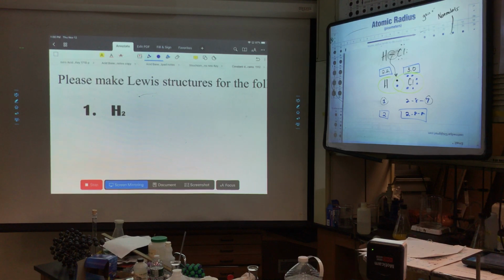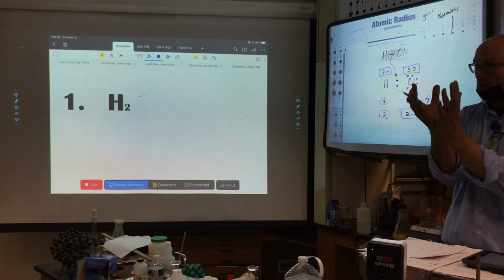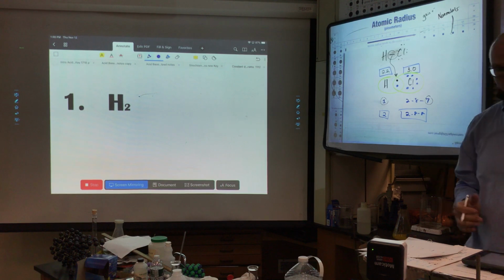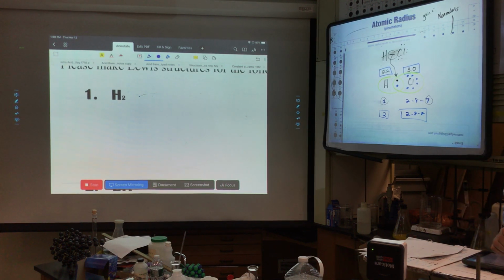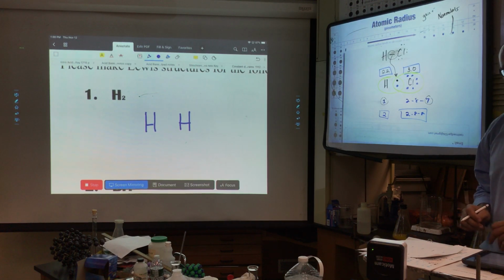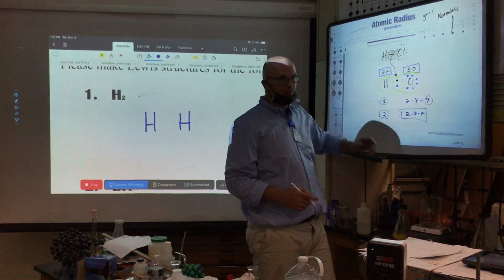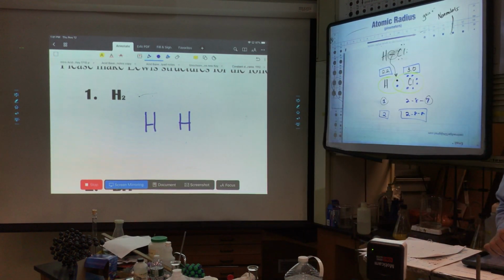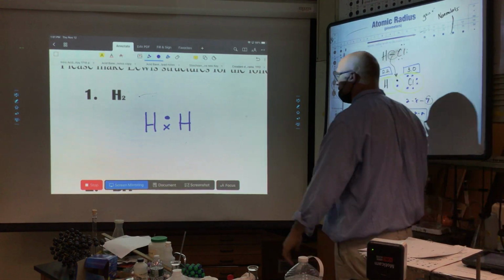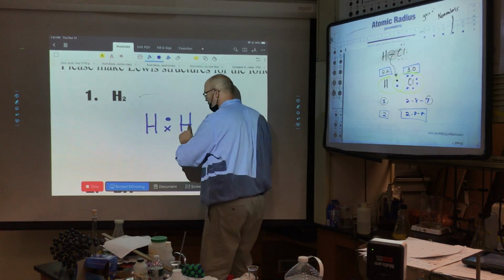Okay, so H2. This is a molecule, a small one, by the way. Here's where I start. I have an H, and I have another H. And I look at the periodic table and ask, how many electrons does each one have? I go to my periodic table and I know it only has 1 electron. So they have 1, and the other one has 1. Now I'm doing X's and dots to show you whose electrons are which. This one belonged here, this one belongs here.